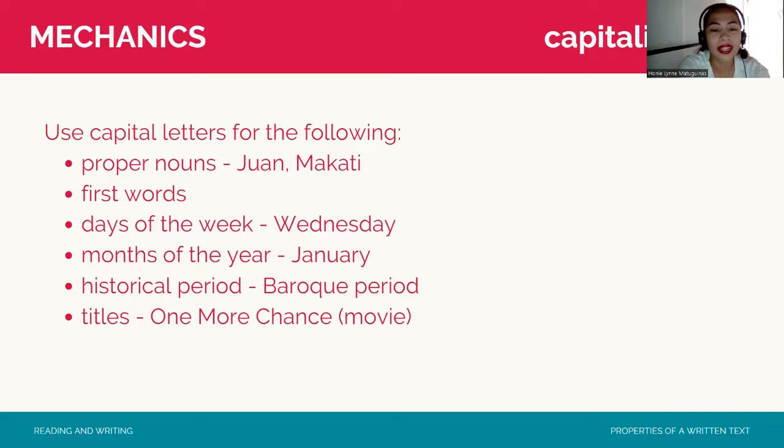And when writing titles of movies, songs, books, articles, and others, like for example, One More Chance, it must have capital letters O, M, and C. And Endgame, so with capital letters E and G.